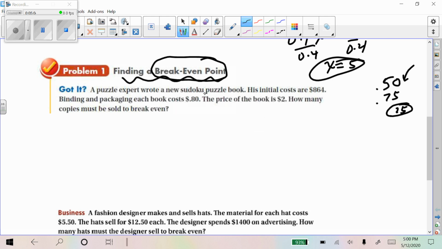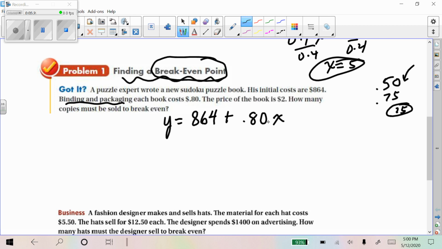The puzzle expert wrote a new Sudoku puzzle book. The initial costs are $864. Binding and packaging each book costs 80 cents. So we're going to let this equation represent the cost. The costs are $864 plus this part, 80 cents per book.